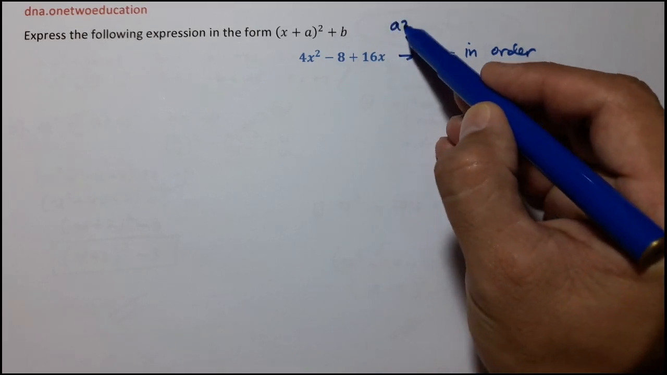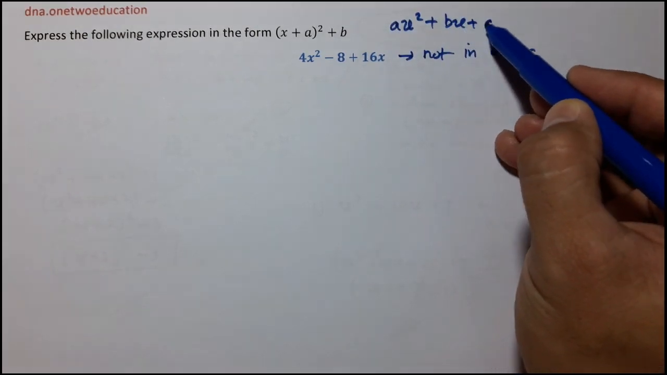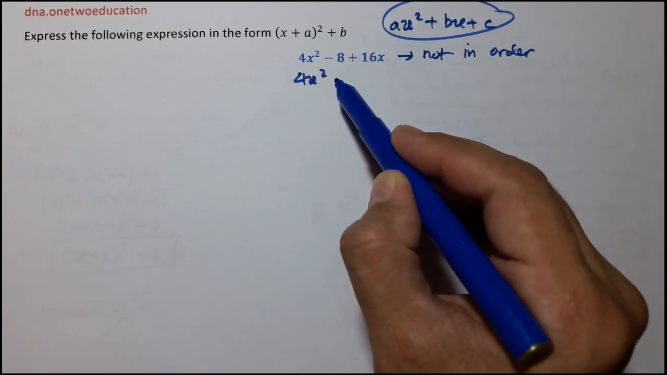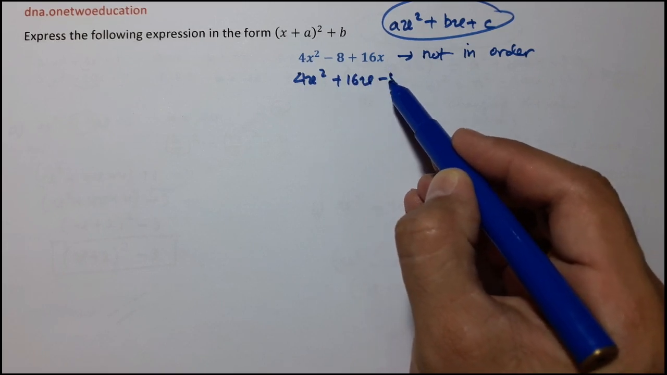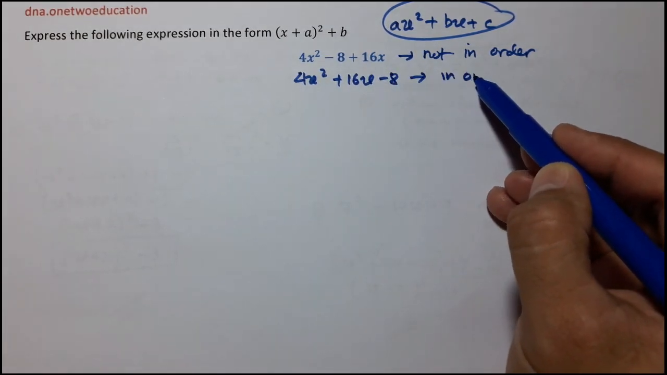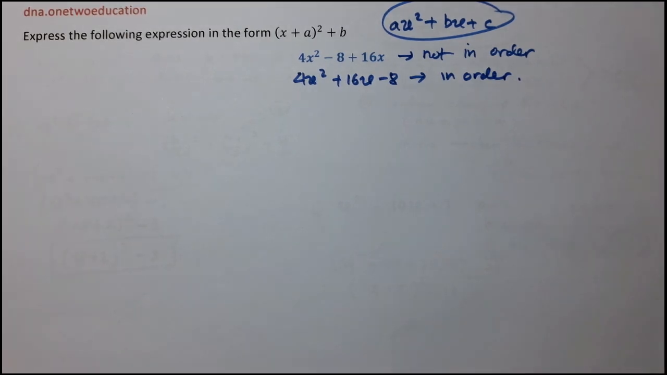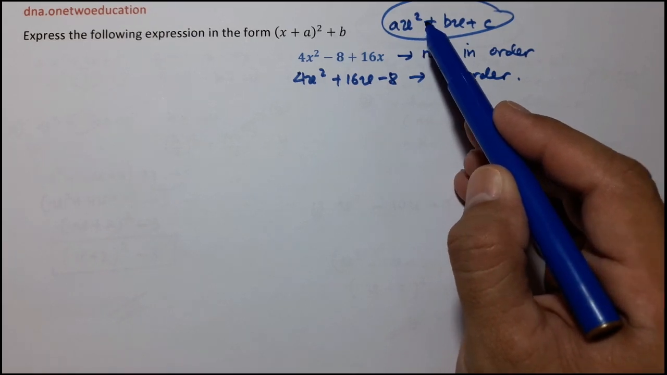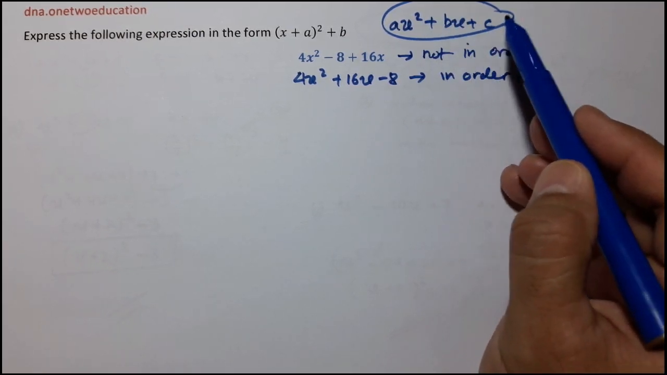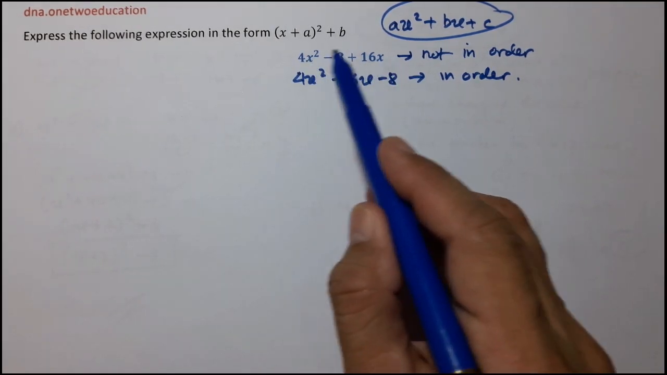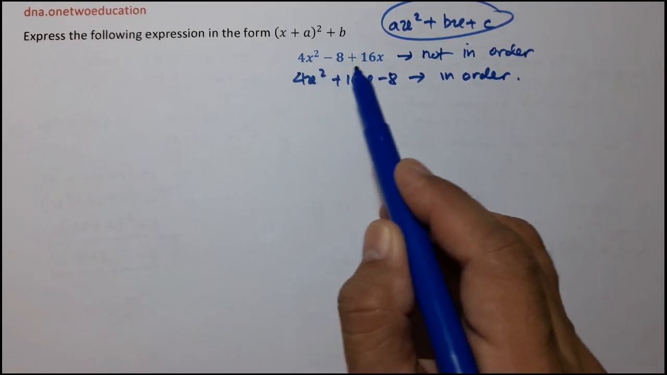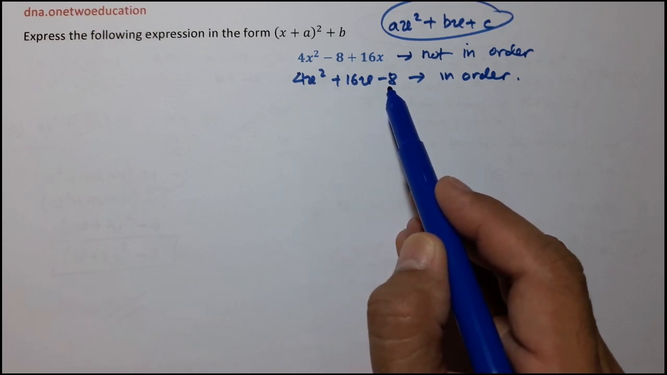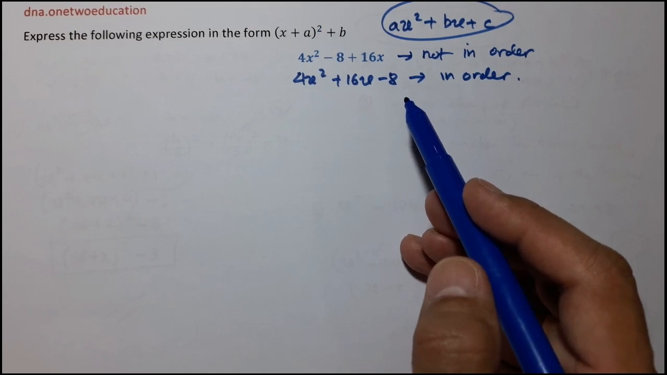As you know, ax² + bx + c, right? So you have to put it here: 4x² + 16x - 8. So this one is in order. You have to arrange the quadratic expression. Just follow this formula. This is the right order: square, x, and constant. So we change this expression to be 4x² + 16x - 8. Students, this one is in order, right?